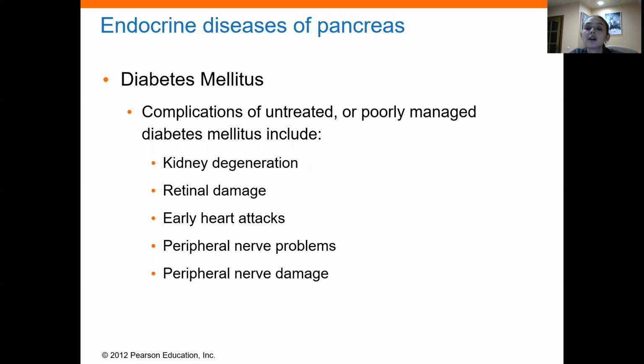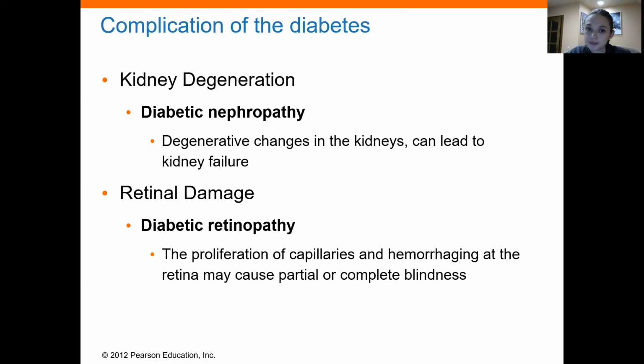Diabetes mellitus. Complications of untreated or poorly managed diabetes mellitus could include kidney degeneration, retinal damage, early heart attacks, peripheral nerve problems, and peripheral nerve damage.